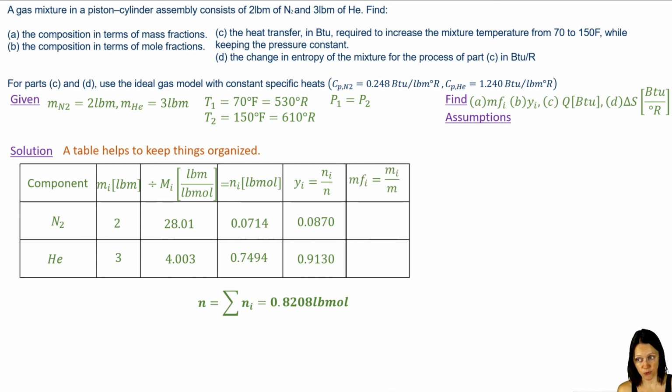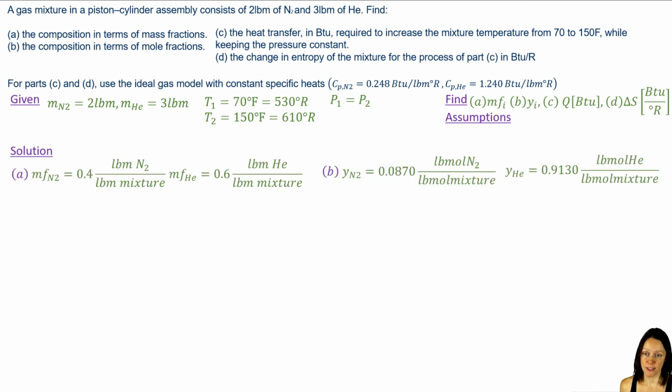I need to get my mass fraction. The mass of my mixture is just 2 plus 3. So 2 divided by 5 is 0.4, and 3 divided by 5 is 0.6. And so now I have my mass fractions and my mole fractions. A lot of times I'll just leave off those units, but I'm going to leave them here just so we can see when we start calculating things with part C and part D where those units cancel out. I think it's helpful.